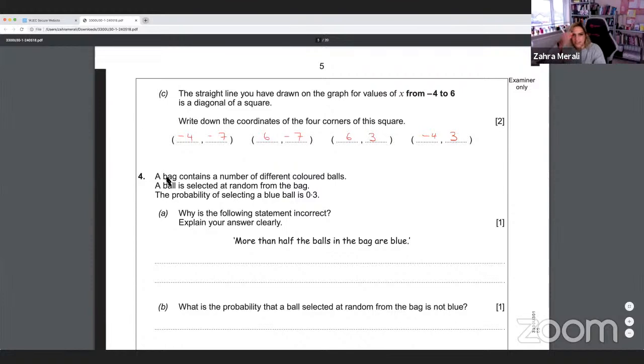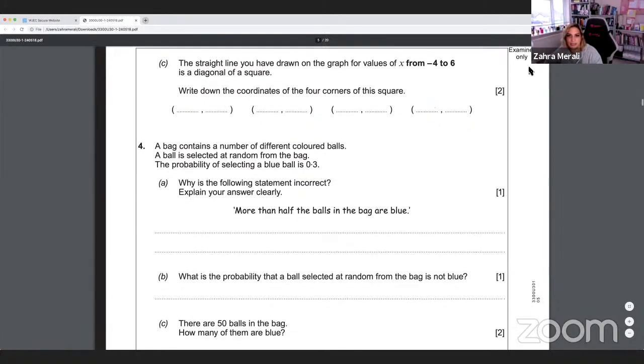Okay, a bag contains a number of different coloured balls. A ball is selected at random from the bag. The probability of selecting a blue ball is 0.3. Why is the following statement incorrect? More than half the balls in the bag are blue.